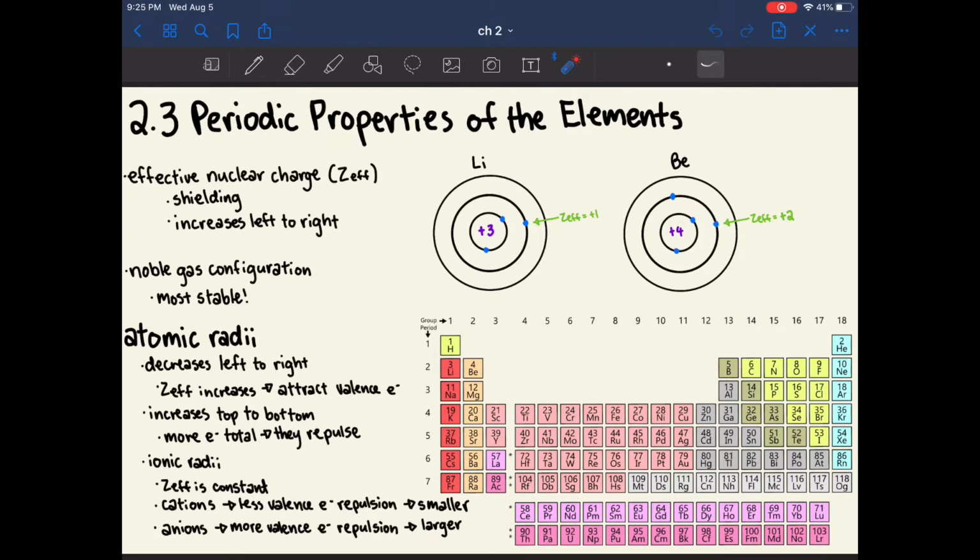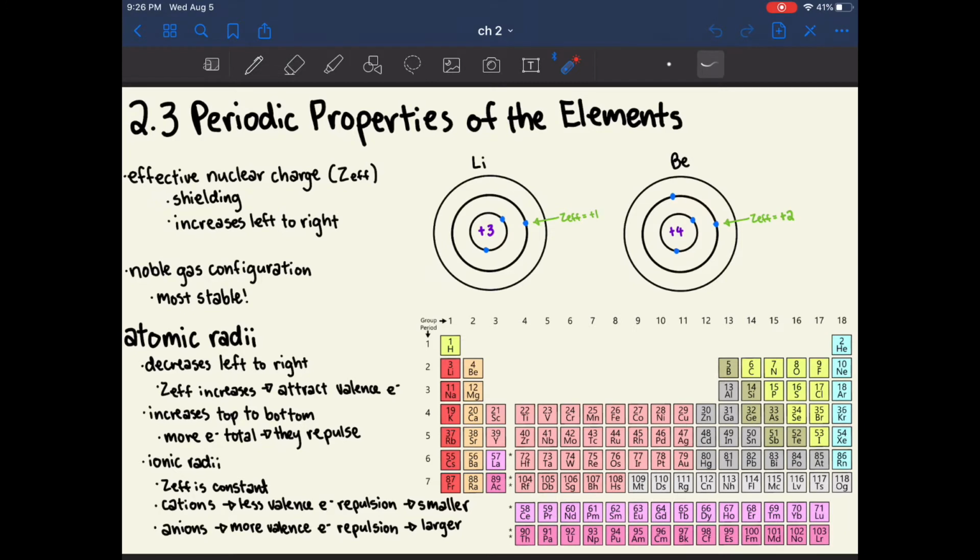First we have to define a term called the effective nuclear charge, which is denoted as Z sub EFF. The effective nuclear charge is basically the amount of attraction that the valence electrons of an atom feel. I have two elements here as examples: lithium and beryllium, in group 1 and 2 respectively. Lithium is the third element, which means it has 3 electrons and a nucleus with 3 protons, giving it a charge of positive 3.